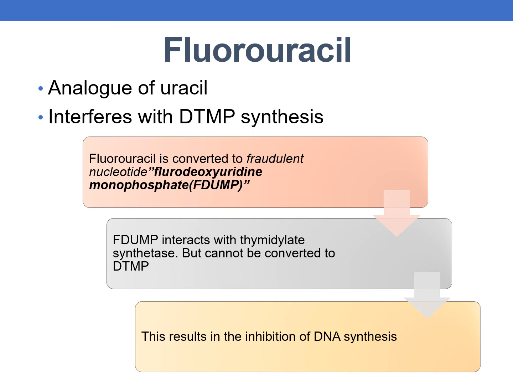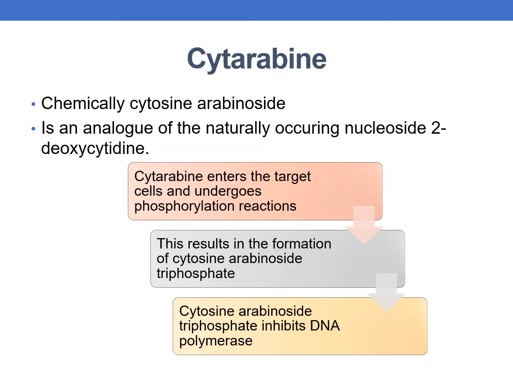And fluorouracil, it is an analog of uracil. It interferes with the synthesis of dTMP, deoxythymidine monophosphate. The fluorouracil is converted to a fraudulent nucleotide, fluorodeoxyuridine monophosphate, FdUMP, and this FdUMP interacts with thymidylate synthase. But this cannot be converted to dTMP and this results in the inhibition of DNA synthesis.